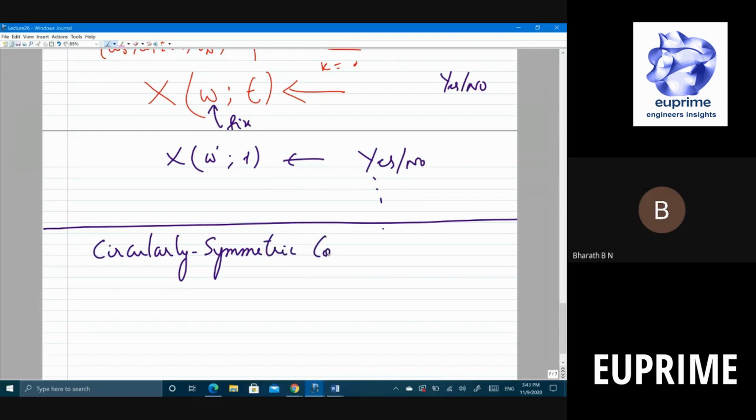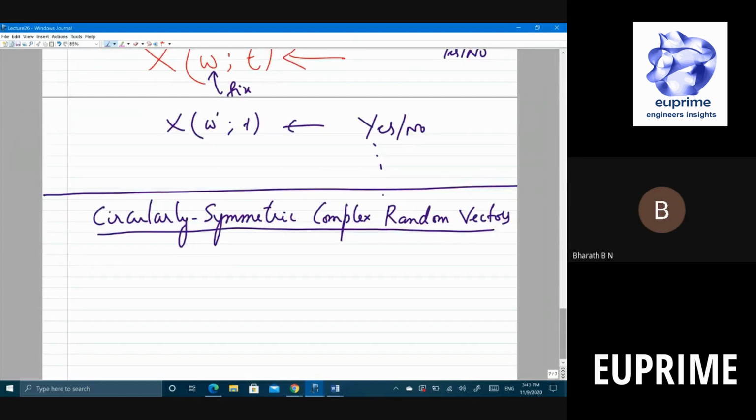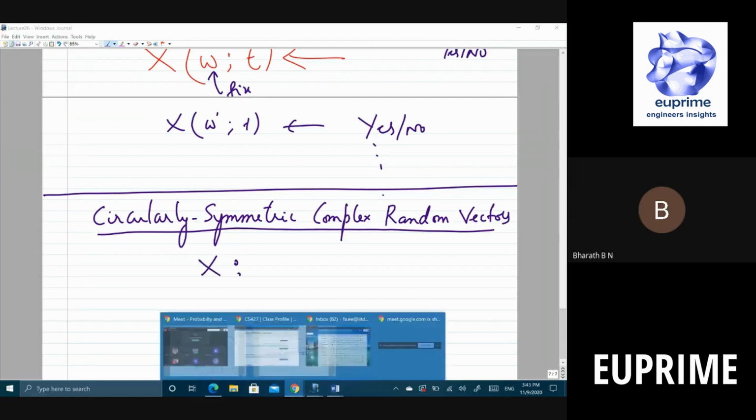Circularly symmetric complex random vectors. Okay. Let's discuss what this is. First of all, we have been looking at random variables, right? What is a random variable? Can somebody tell me?